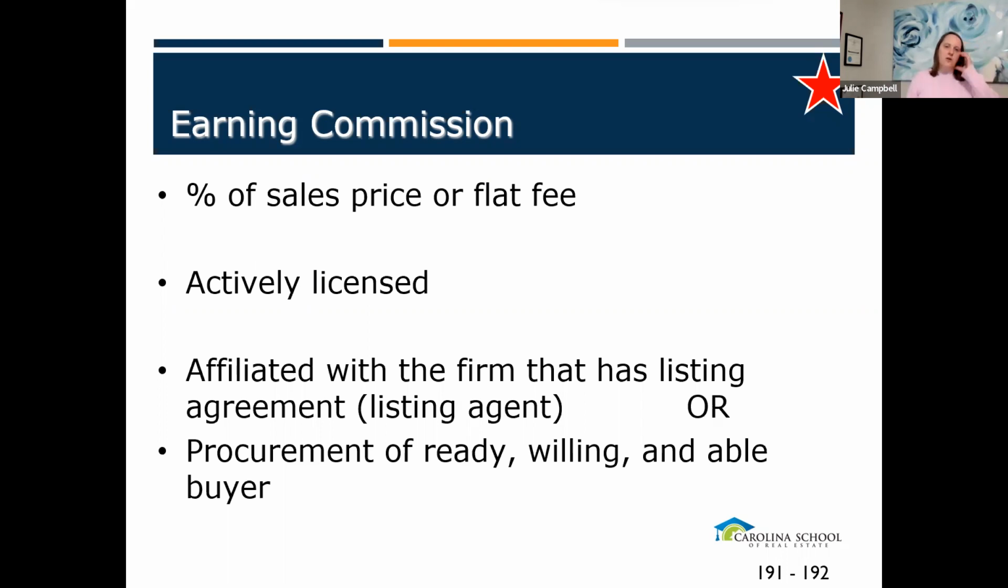And then the third piece for earning a commission, you've got to be affiliated with the firm that either has the listing agreement or the one that brings that ready, willing, and able buyer. Remember our three-legged stool, that ready, willing, and able buyer. So you're either affiliated with the listing firm or you're affiliated with a firm that brings the buyer. Maybe it's the listing firm, maybe it's a different firm.